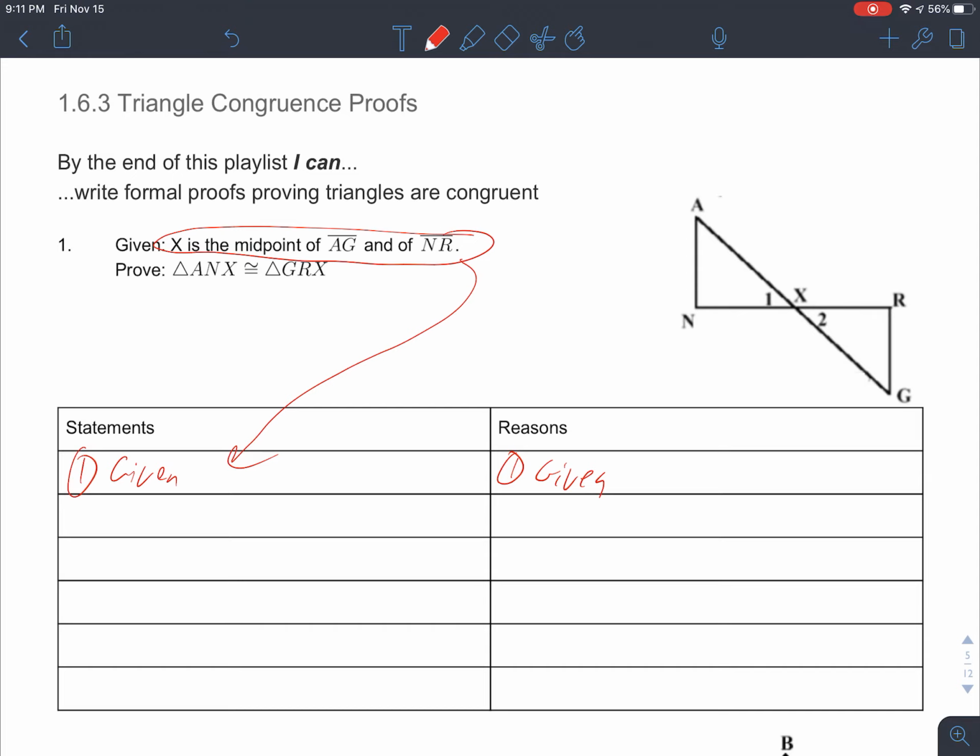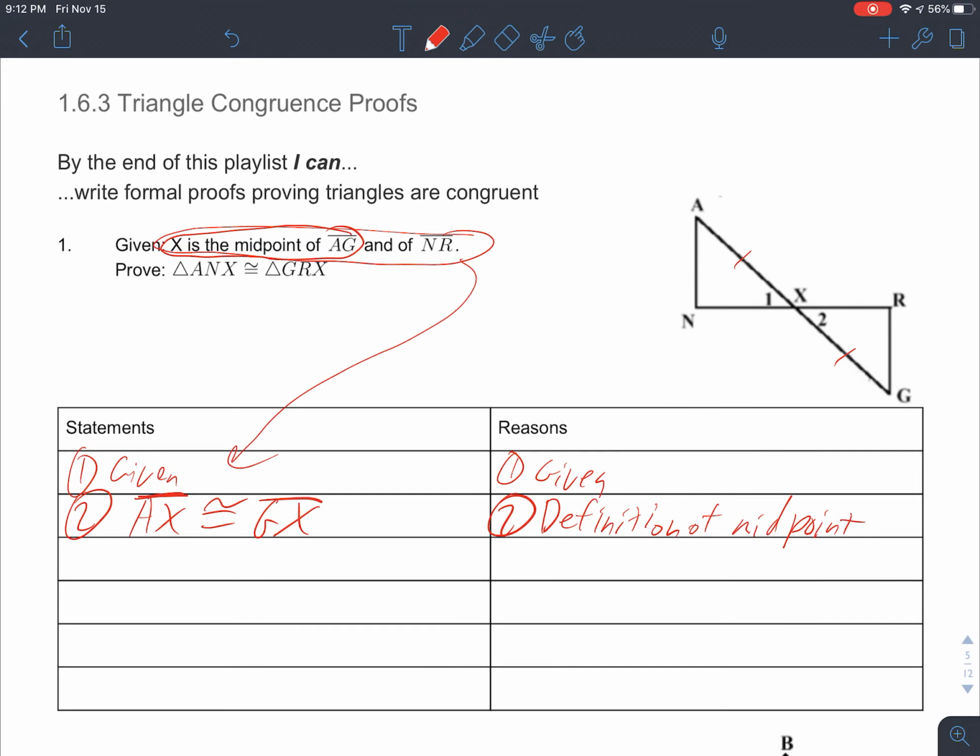So let's look at the first piece, which says that X is the midpoint of segment AG. Well, what does that tell me? The midpoint splits a segment into two equal parts. The two equal parts are AX and XG. So that tells me that segment AX is congruent to segment GX. I'm going to mark that up on my figure that those two segments are congruent. And the reason I knew that is because I knew what a midpoint was. I know that's the definition of a midpoint.